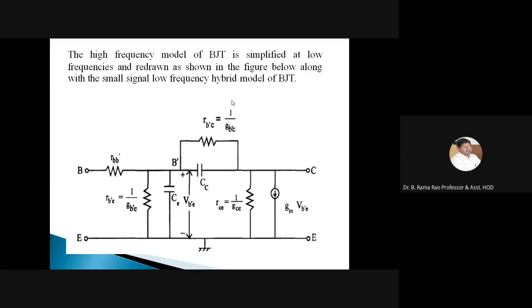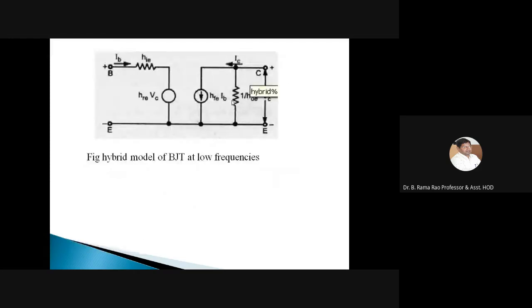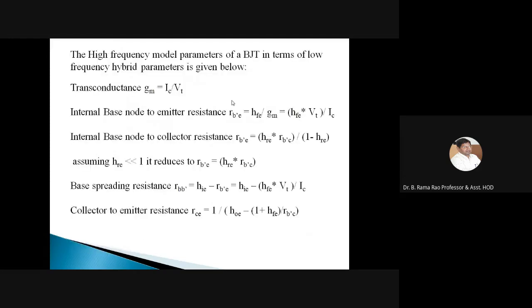Okay, along with the small signal low frequency hybrid model of the BJT. If you compare these two, the high frequency model parameters of the BJT can be given in terms of the low frequency model like this. Simply, the transconductance, or mutual conductance, is nothing but the output current by the input voltage.